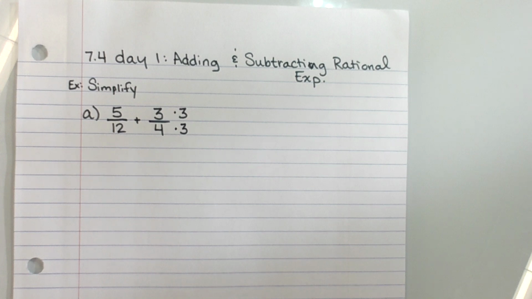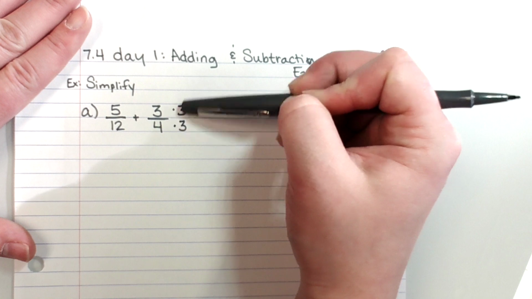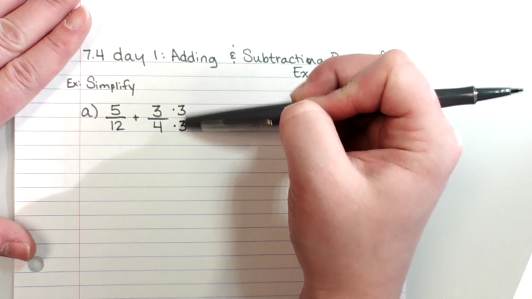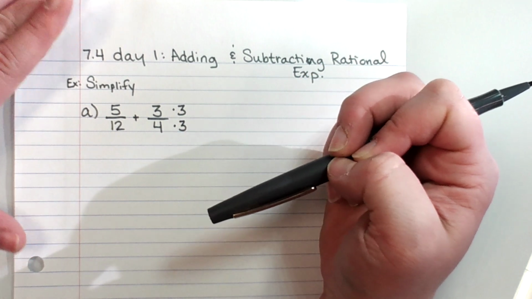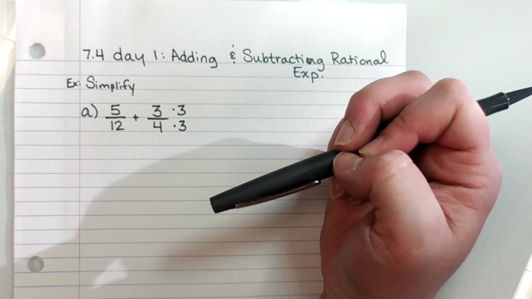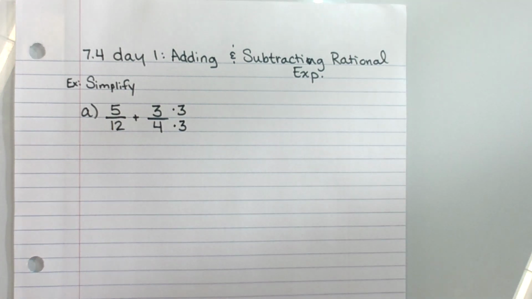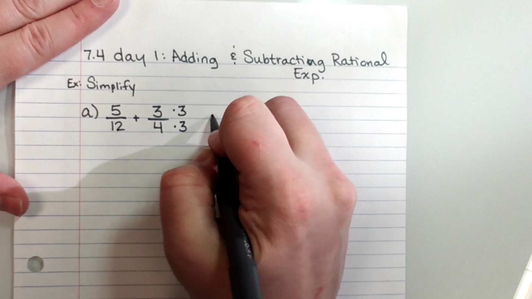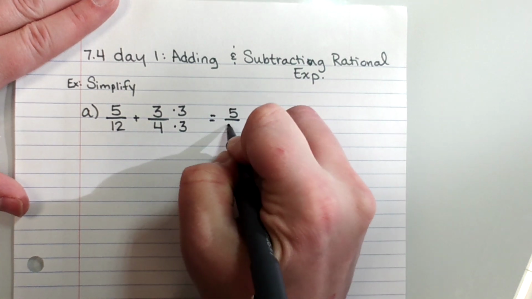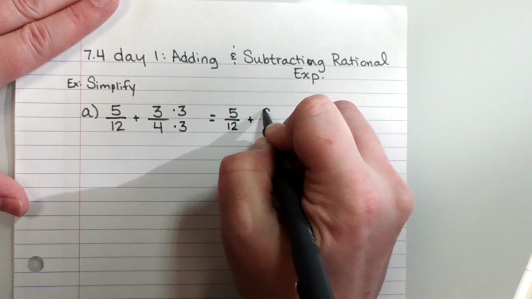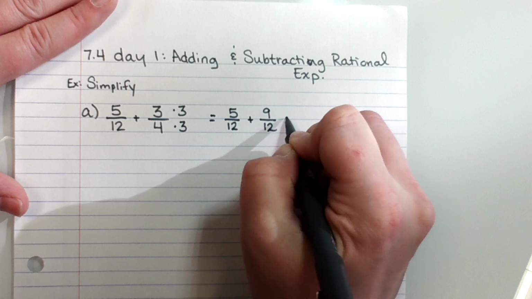It's not multiplying by 3. It's 3 over 3, which is 1. You're multiplying by 1. Does multiplying by 1 change anything? No, that's why we're allowed to do this, because in all technicality, it changes the look of the fraction without changing the fraction. So I get 5/12 plus 9/12.